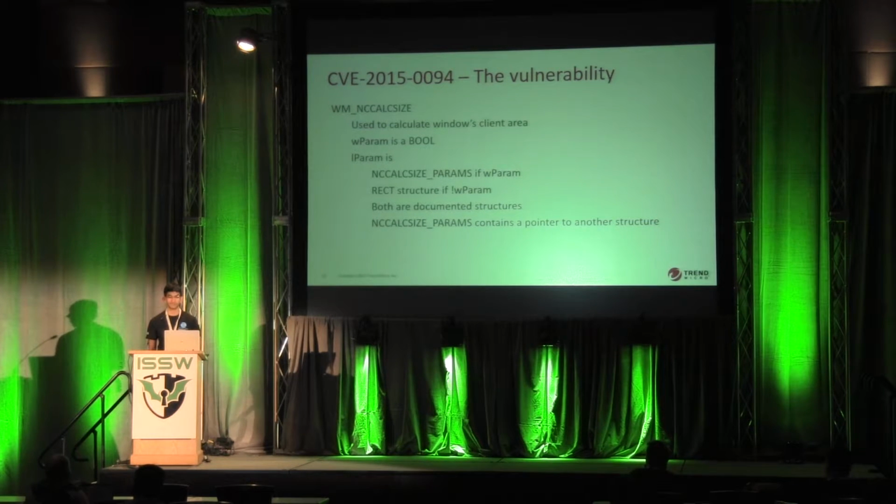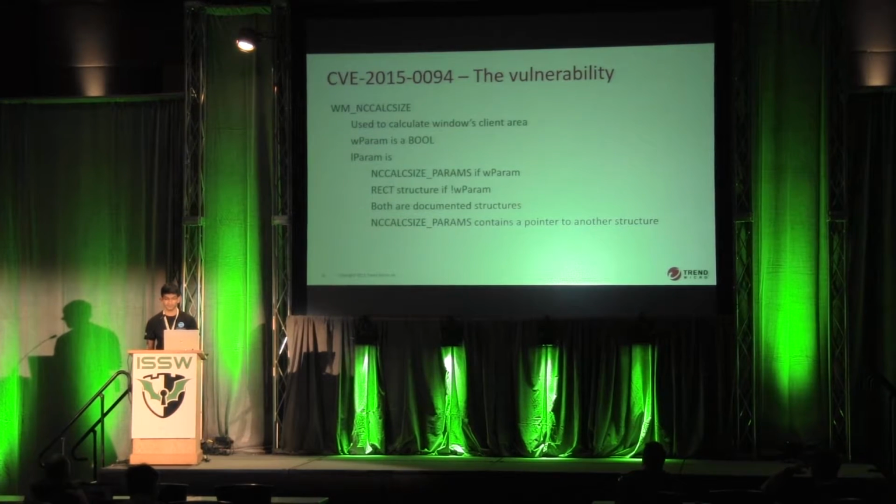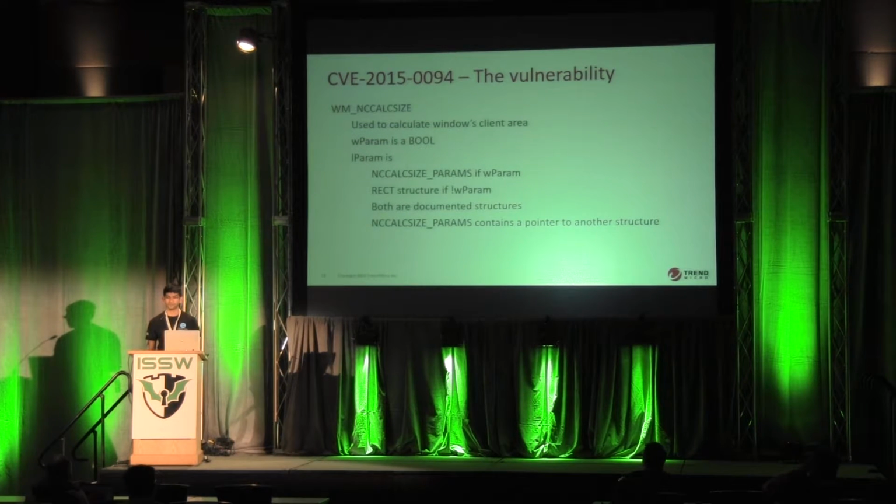There are 4 arguments that you send whenever you send a window message. You send the handle to the window, you send the message itself, and then you send what's called a WParam and an LParam. The WParam in this case is a Boolean, but it can be any value really. Typically, if you're going to have some sort of userland data, then it's going to be in the LParam. In this case, you can see that the LParam actually will vary in type based on the value in WParam. So if WParam is non-null, then NCCALCSIZE_PARAMS is the type that is expected in LParam. If it is null, then a RECT structure is expected.